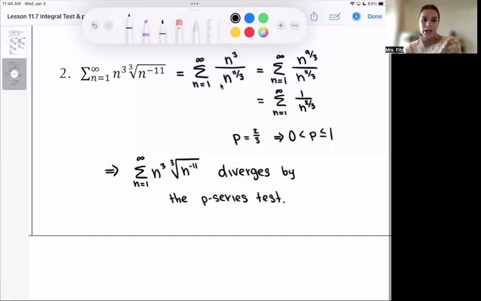So some of these are a little sneaky. They are p-series, but you have to do a little bit of rewriting to get them there.